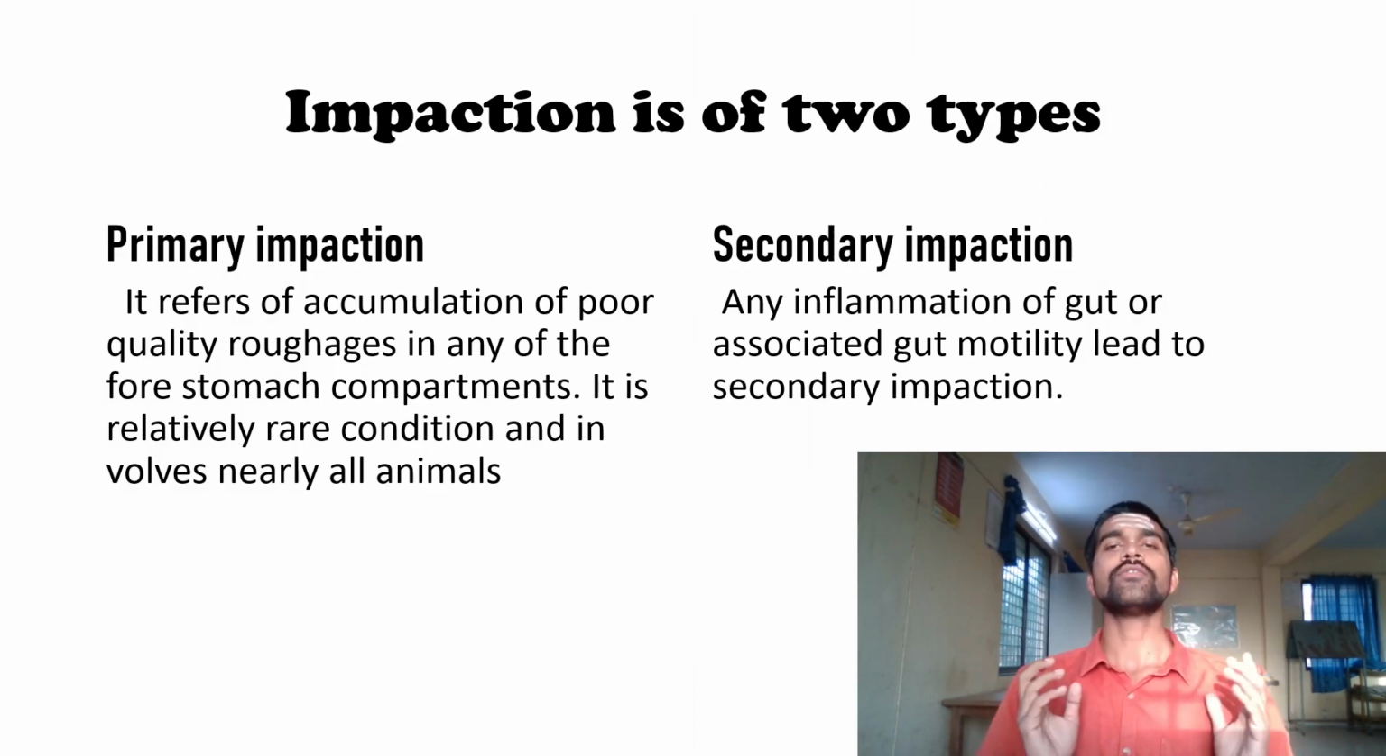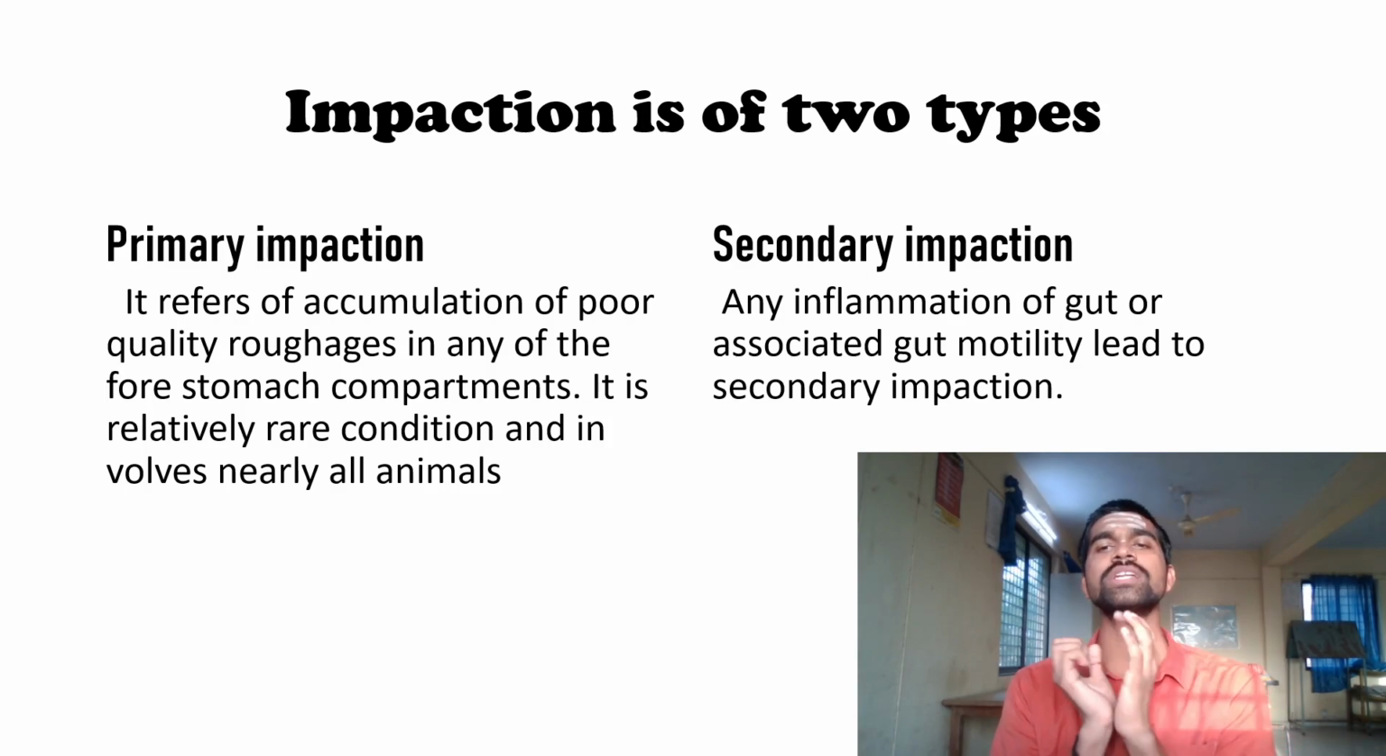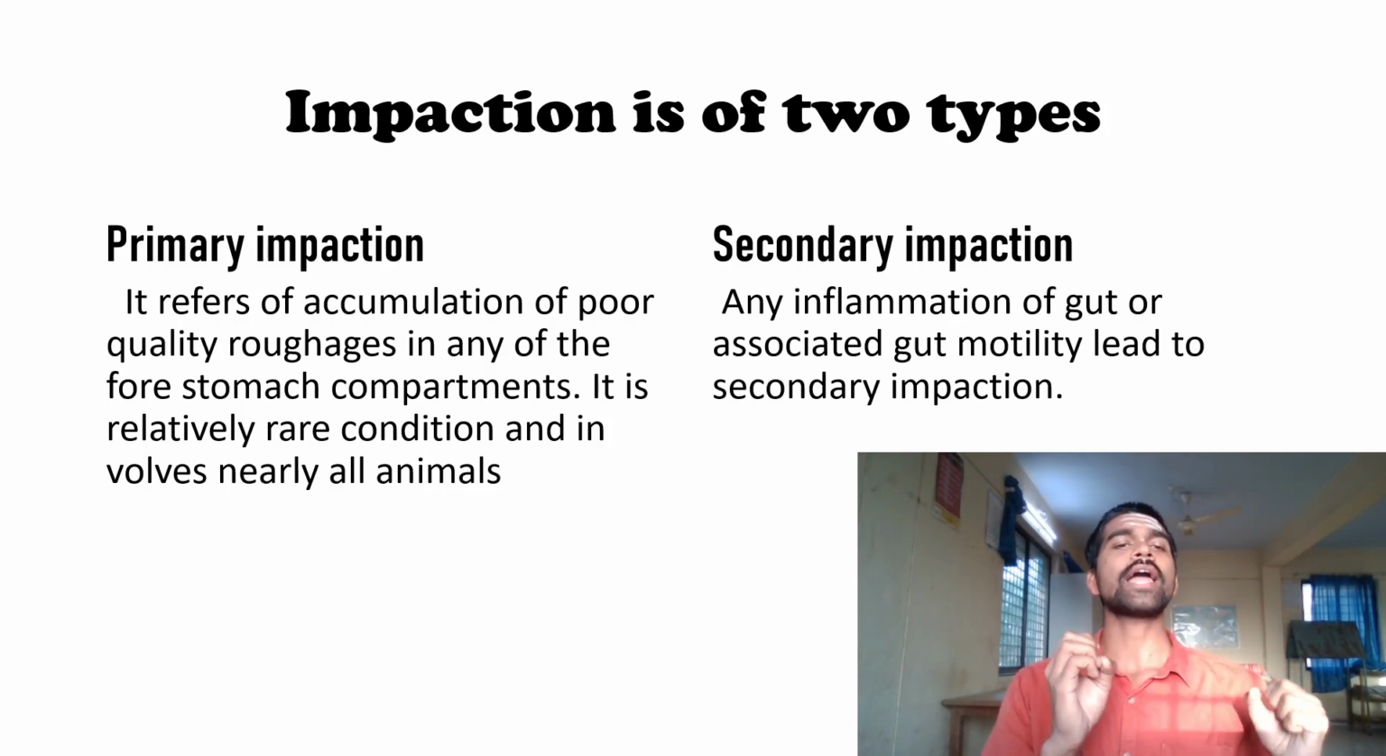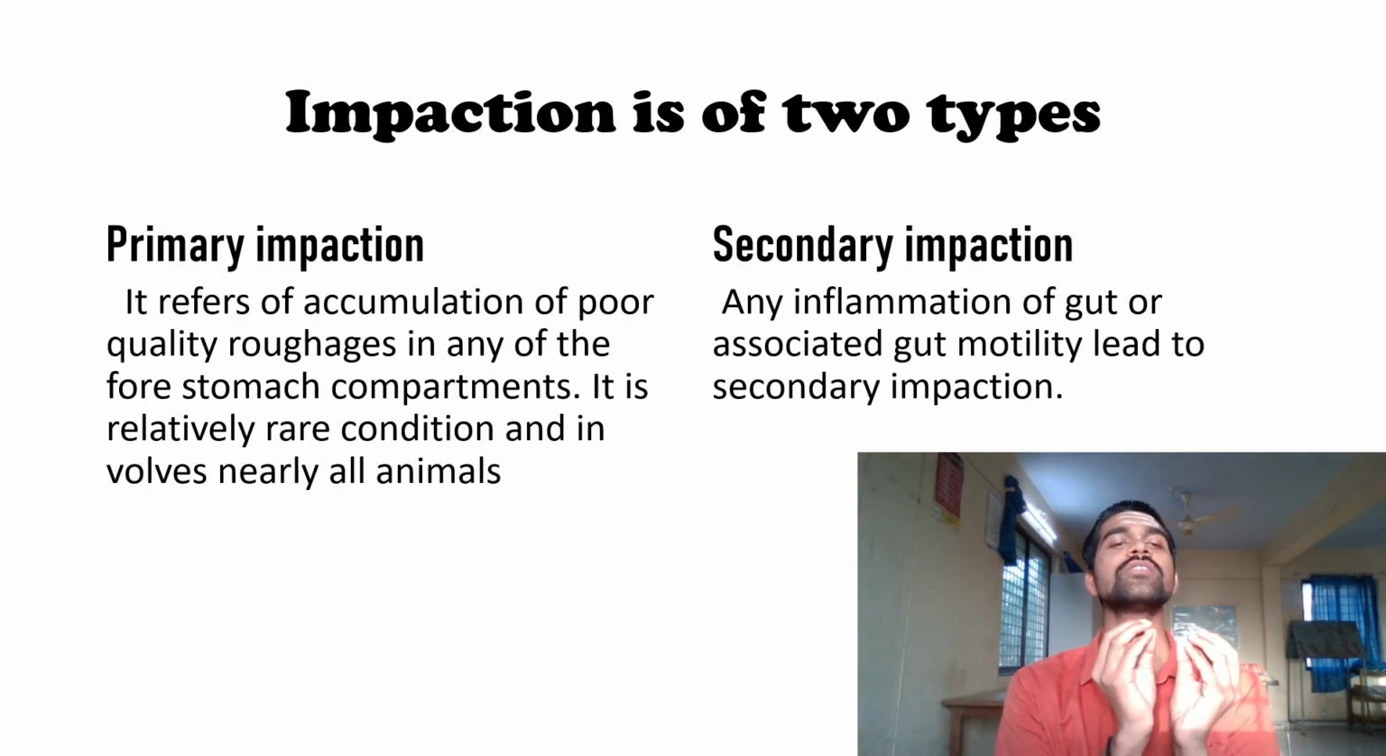Now understand this: there are two types of infection, primary infection and secondary infection. Primary infection refers to the accumulation of poor quality roughages in any one of the four stomach compartments. As I said earlier, in a cow stomach there are four parts, that is abomasum, rumen and others. It is a relatively rare condition. So this primary infection is very rare.